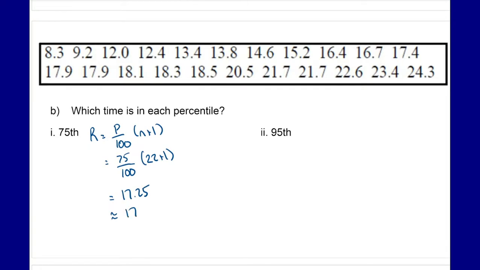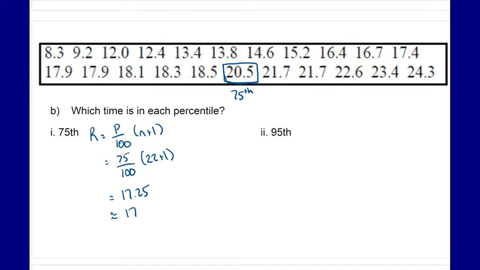So what that means, that doesn't mean that a time of 17 is the 75th percentile. What that means is the 17th score, or the 17th time, is our 75th percentile. So we have our list of 22. So we're going to count through and find the 17th number or time. And in this case, we find that we have a time of 20.5. So the 20.5 is the 75th percentile.